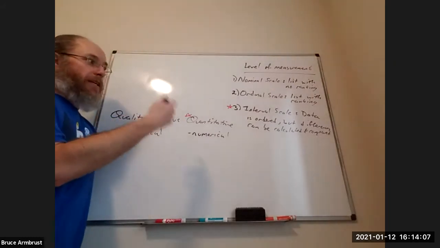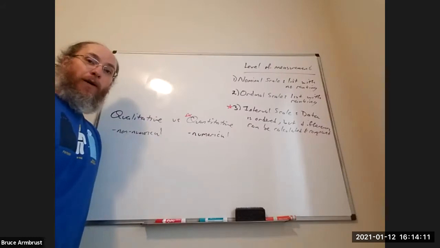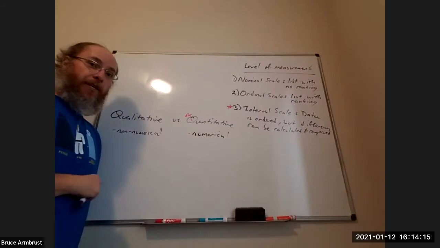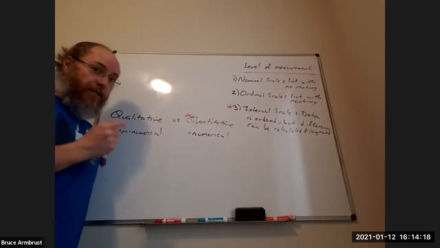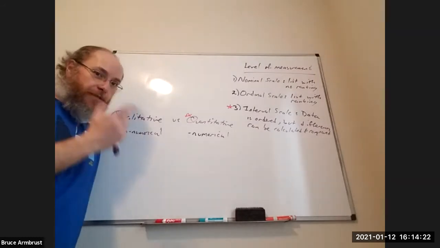But what makes it an actual interval scale is that same difference means the same thing no matter where we are. A difference of 10 degrees is a difference of 10 degrees. Whether it's freezing, whether it's boiling, whether it's anywhere else in the middle, 10 degrees is 10 degrees.